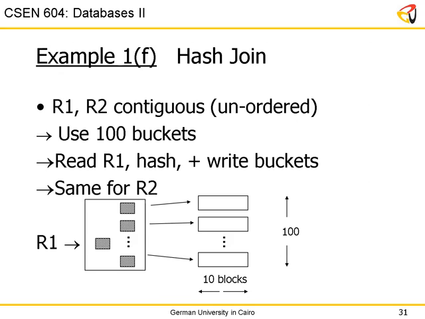Now, what about the cost? If I assume that R1 and R2 are contiguous, which means I pay 1 IO for one page, and I'm using 100 buckets, this is how it will work. I will read R1 separately and hash it and write the buckets. So that's 1 IO per page for reading all the pages in R1. The hashing is done in memory, and then writing the buckets to disk.